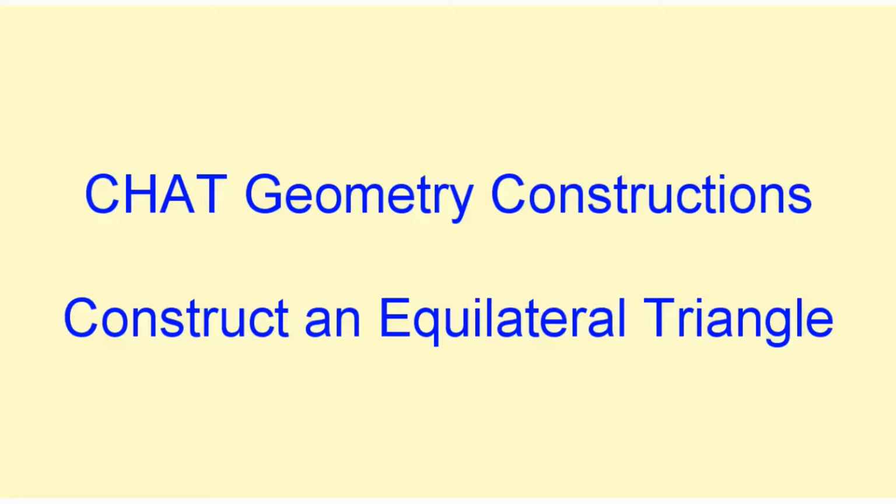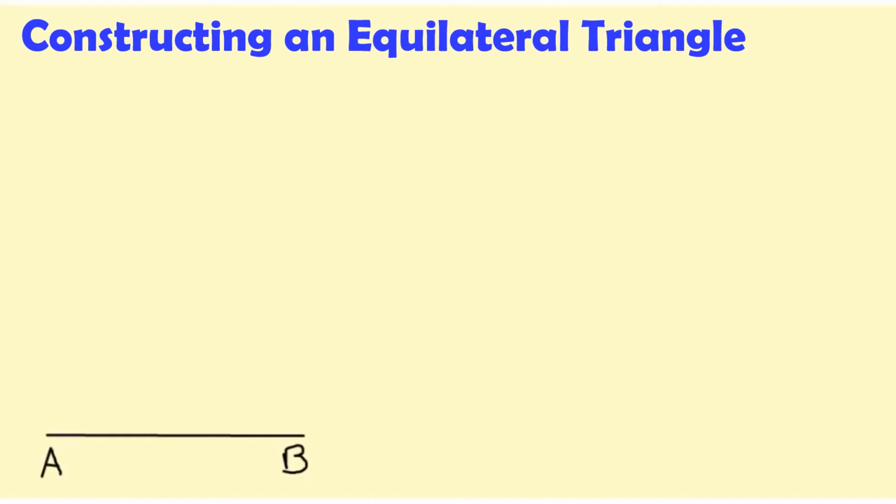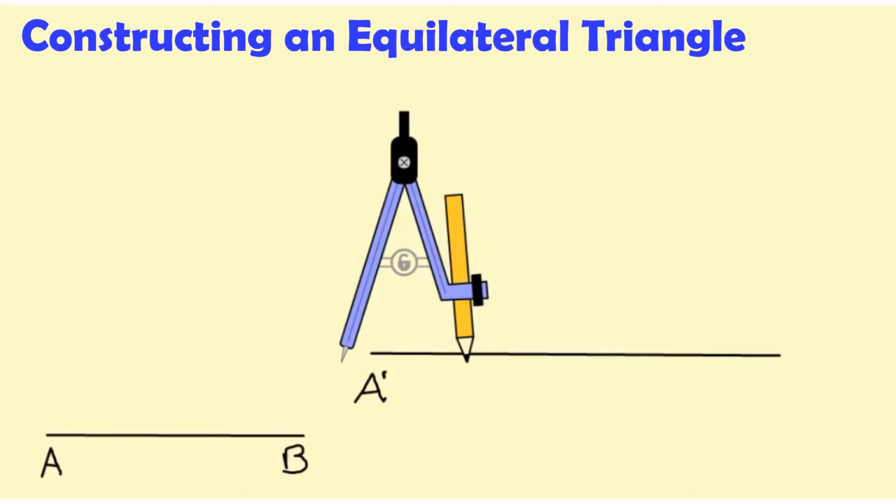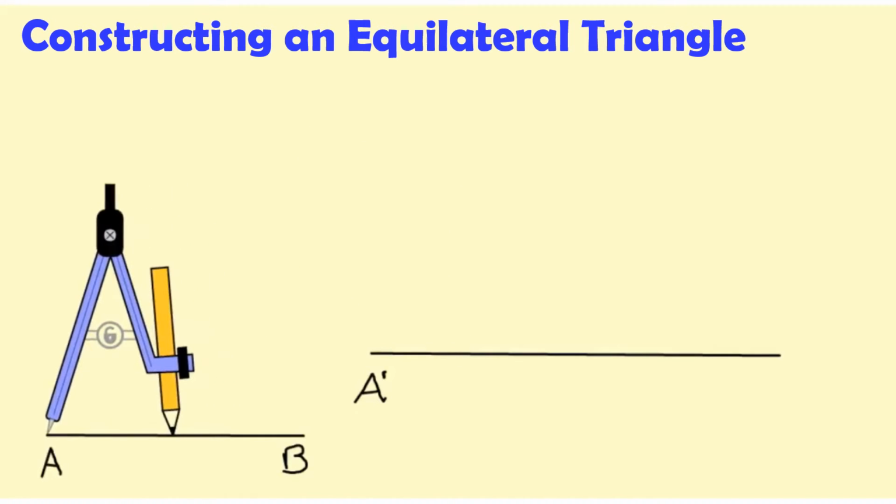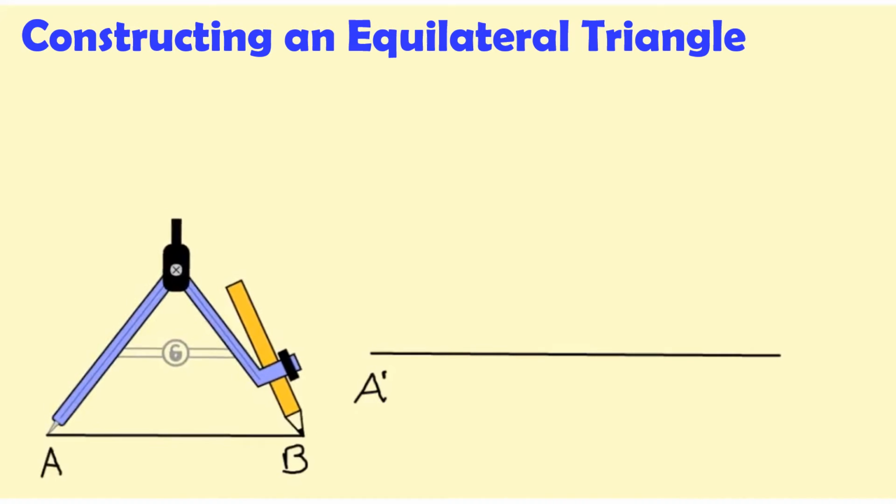Now let's move on to construction of an equilateral triangle. So here we are going to be constructing an equilateral triangle. From our line segment AB, we are going to construct an equilateral triangle. And remember, in an equilateral triangle, the sides are all equal. So the first thing we need to do here is to make a line segment and call one of the endpoints A prime.